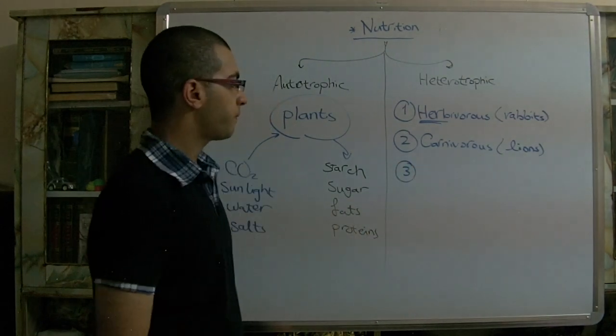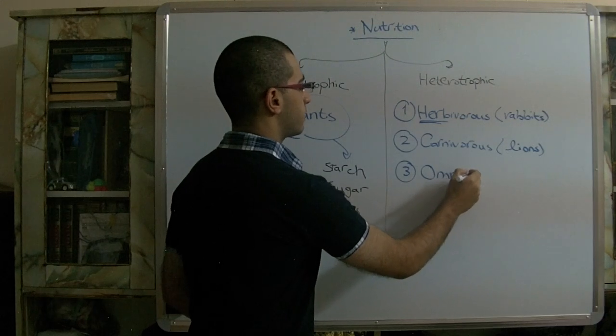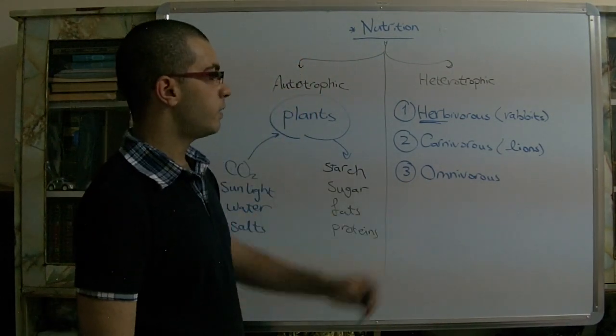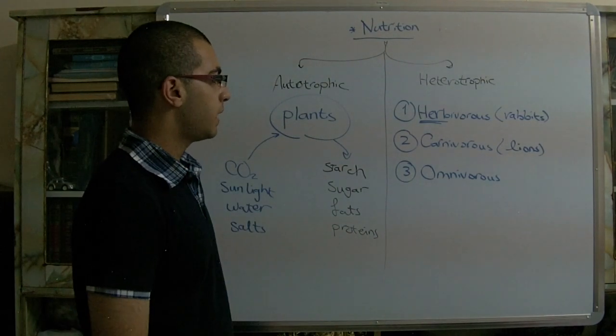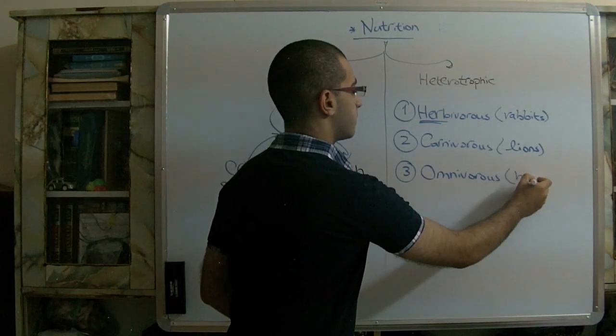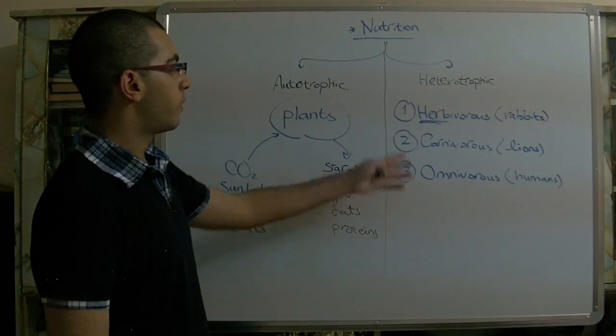And number 3 is called omnivorous. And this type depends on both plants and animals in order to obtain its own food. And we get here humans as an example for this type.